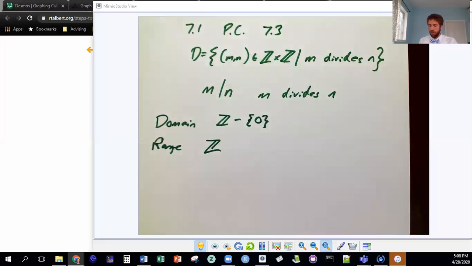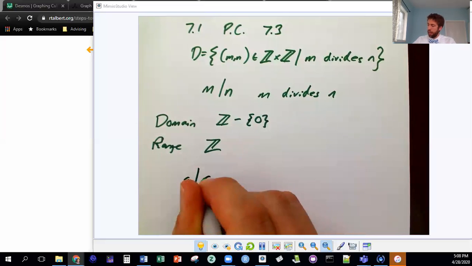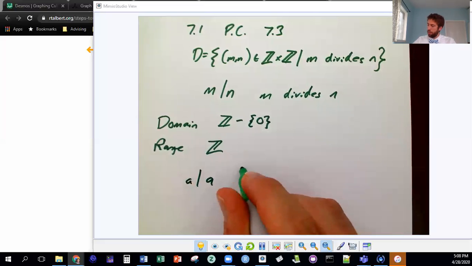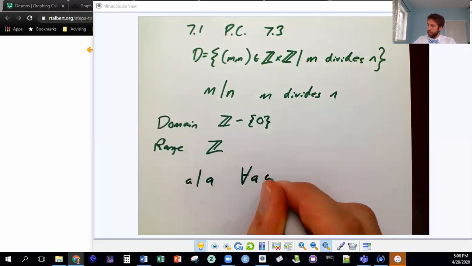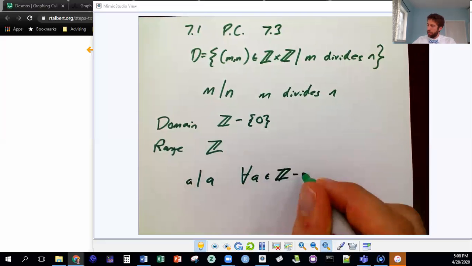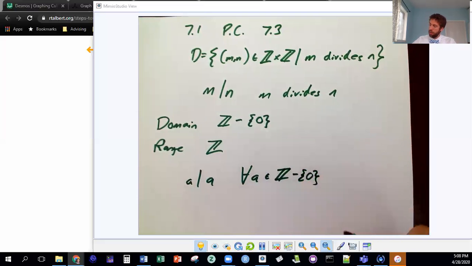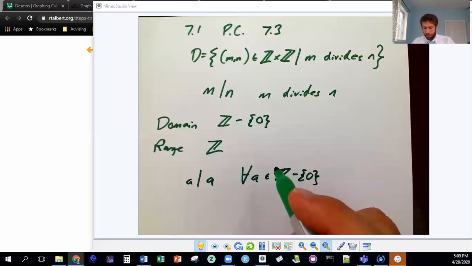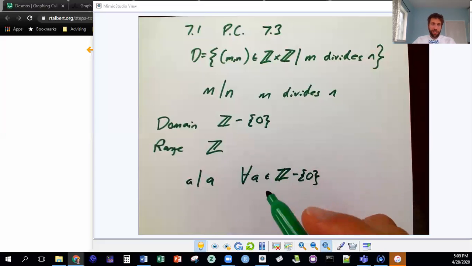Now, is it true that for every non-zero integer, a divides a? Yes. So a divides a for all a in the integers, not 0. Okay? And our universal set is basically integers not equal to 0 right now, because it's just messy, the 0 part.